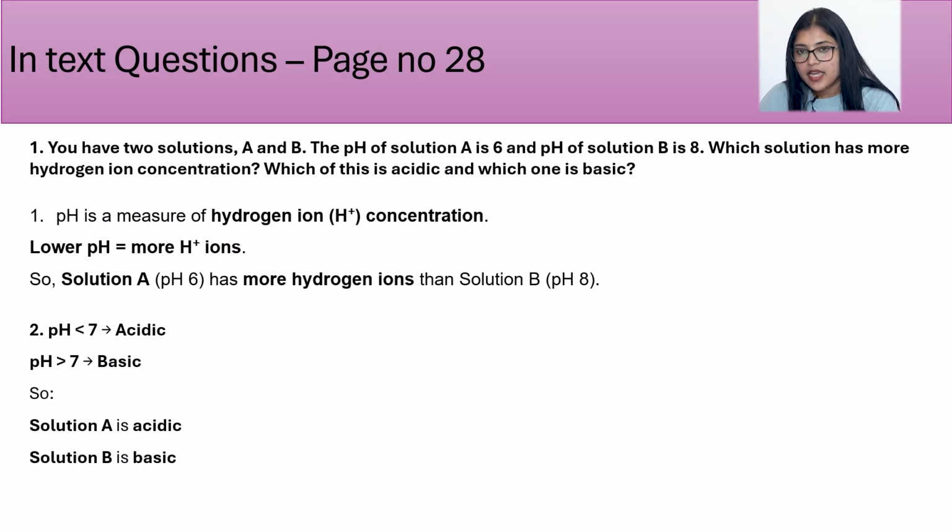In page number 28, the first question asks, you have two solutions A and B. The pH of the solution A is 6 and the pH of the solution B is 8. Which solution has higher hydrogen ion concentration? Which of this is acidic and which one is basic? When pH is less than 7, it is acidic. When pH is more than 7, it is basic. So, solution A has to be acidic and solution B has to be basic.